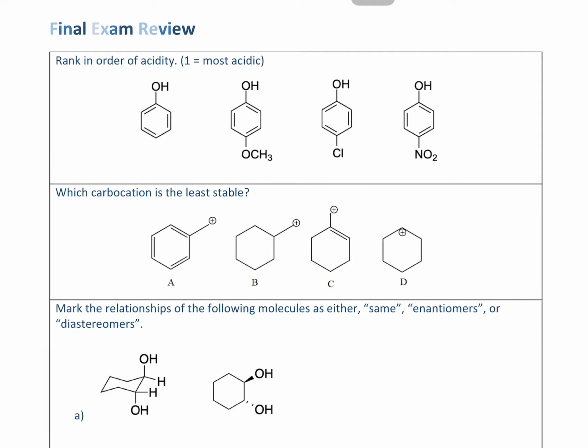So here for the first question, we have rank in order of acidity, and the first one would be the most acidic. So here I'm going to rank them first and then explain why it's in that order. So this is the first one, then we have here the second one, and then a lot of people think that this one is the third one when this one is in fact the third one, and then this is the least acidic out of all.